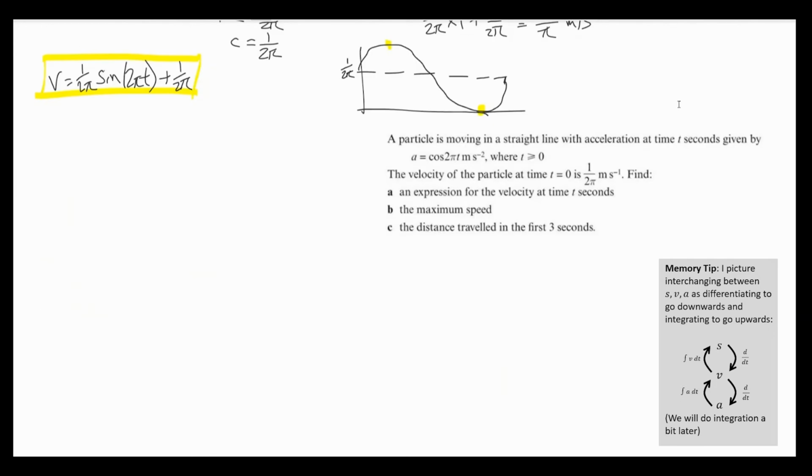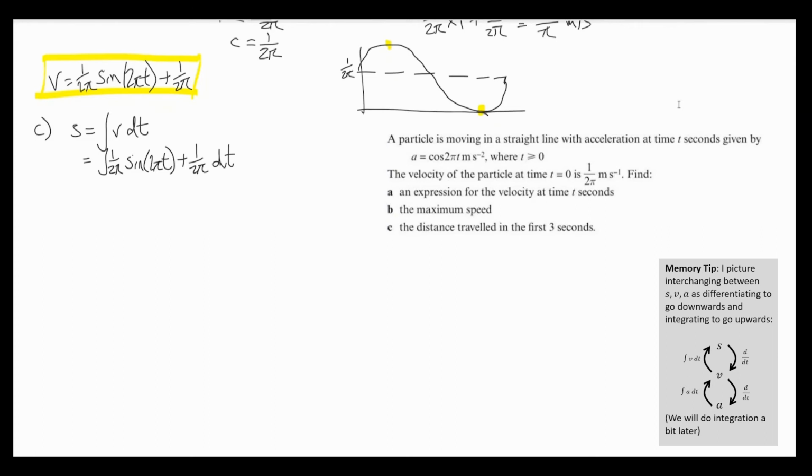In part C of the question, we've been asked to find the distance travelled in the first 3 seconds. Well, I should then be able to integrate the velocity function in between 0 and 3. I know that this graph never goes below the x-axis, so I don't need to split this up into different sections for the integration. So I can just go ahead and integrate the velocity function with limits 3 and 0.